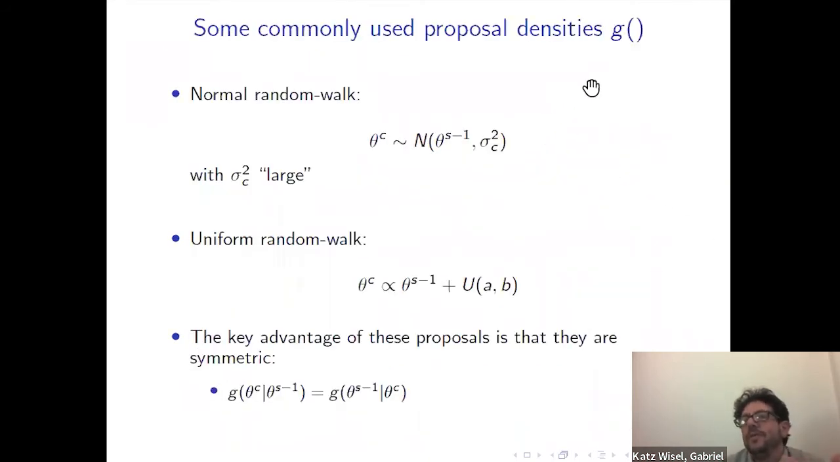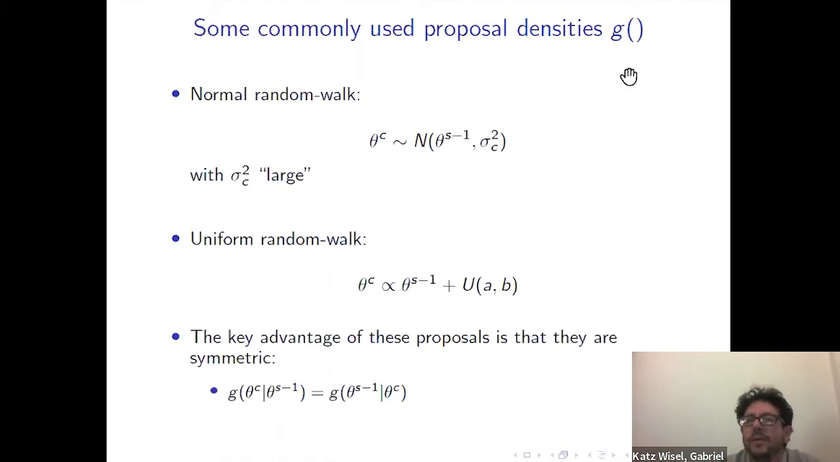Now the question is, well, what is a good G? What is a good proposal density? What is a good density from which we can sample candidates? And here the Bayesian literature is very extensive. However, a couple of proposal densities that have worked very well for me in applied work are random walk normal and random walk uniform proposals.